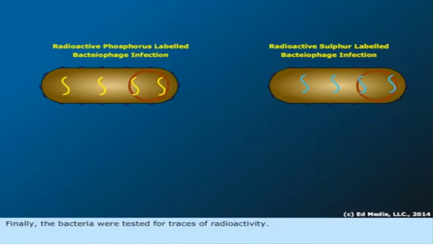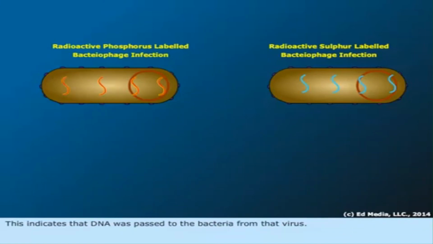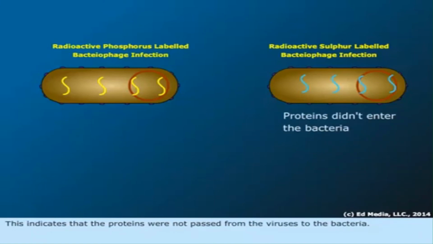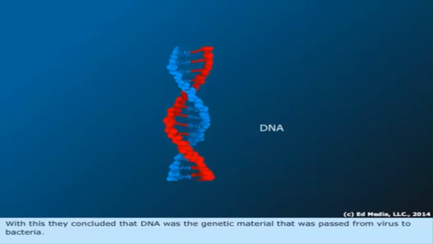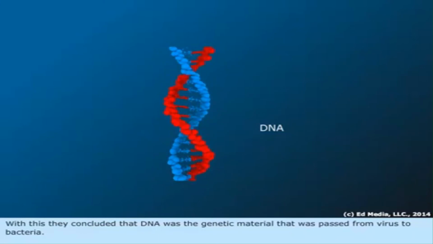In the first setup, the bacterial cells become radioactive because the radioactive DNA is inserted inside the bacterial cells, whereas in the other setup the bacterial cells are not radioactive because in the second setup the protein coat is radioactive. Protein does not enter inside the bacterial cells, hence the bacteria are not radioactive. In the first setup, bacteria are radioactive. From this, they concluded that DNA is the genetic material.